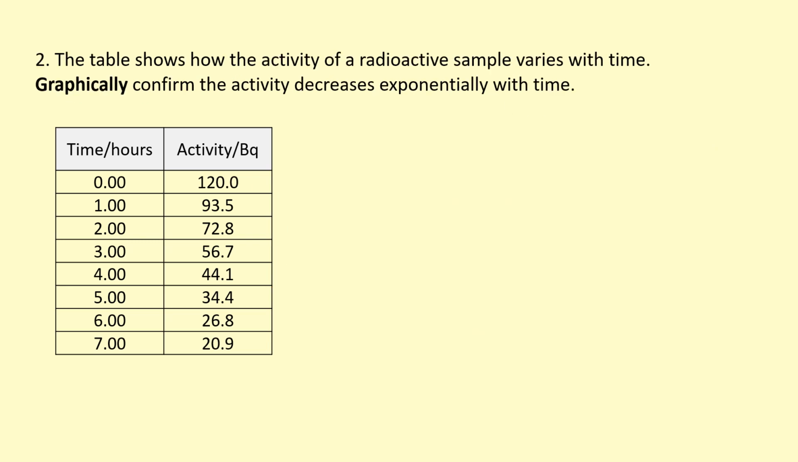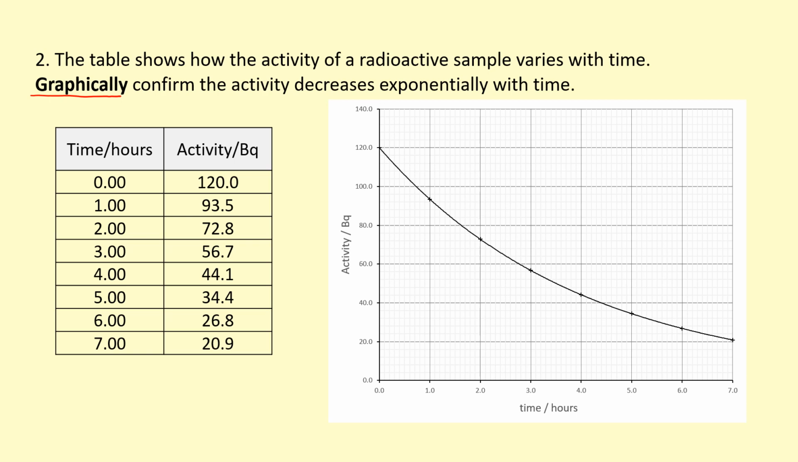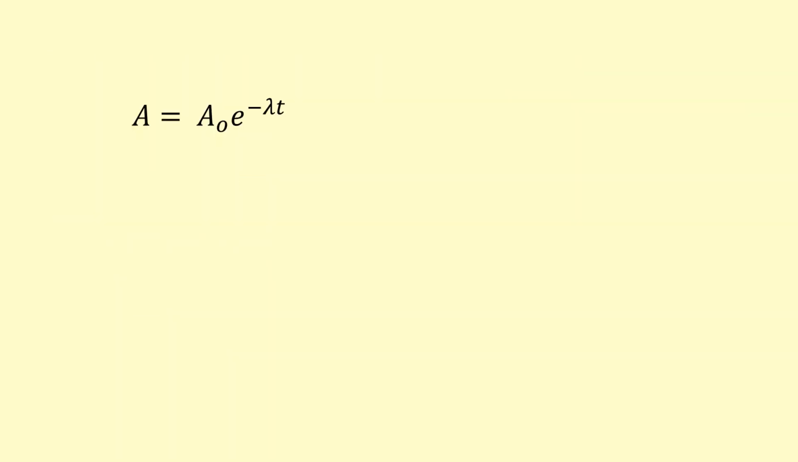I've got the same set of data here, but this time we're trying to confirm that it's an exponential decrease graphically, because that means plotting a graph. If we plot a graph of activity against time, we do get a decrease, but we can't be sure that this is an exponential decrease. It could be something else. So what we're going to do is look at the equation and try to turn this into a straight line. To figure out what to plot, I'm going to compare the equation to y equals mx plus c, because I want a straight line.